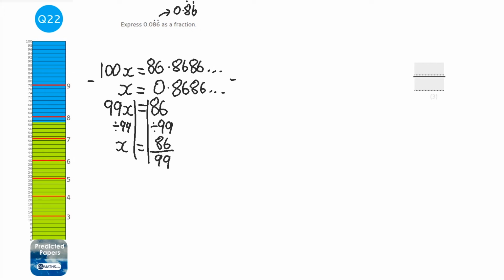Now, I said I'd ignore the 0.0 bit. I'd ignore this bit earlier. Well, I can't ignore it anymore. So how do I get from 0.86 recurring to 0.086 recurring? Well, I'm just going to divide by 10.